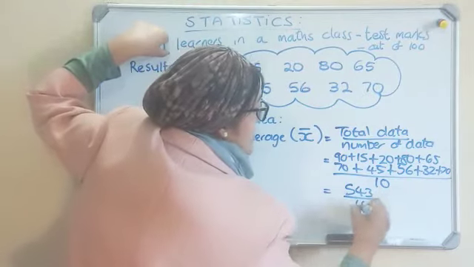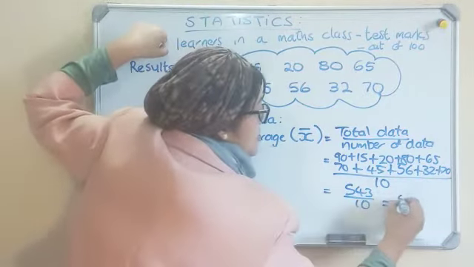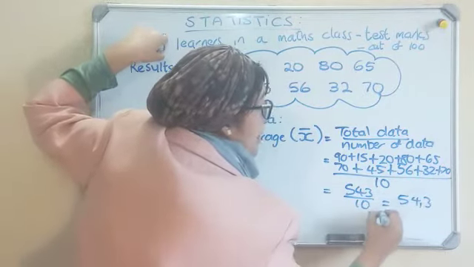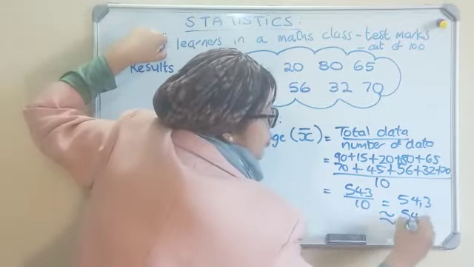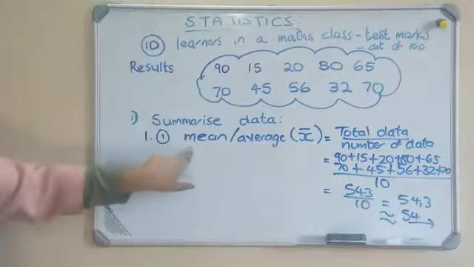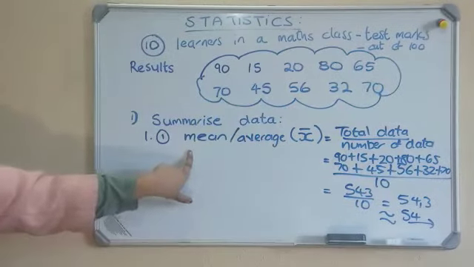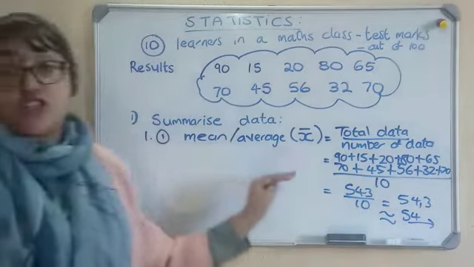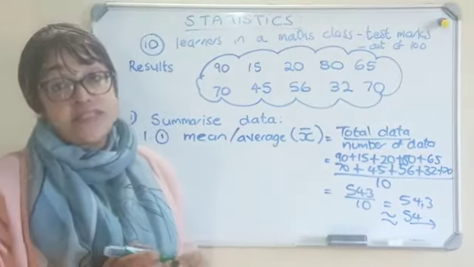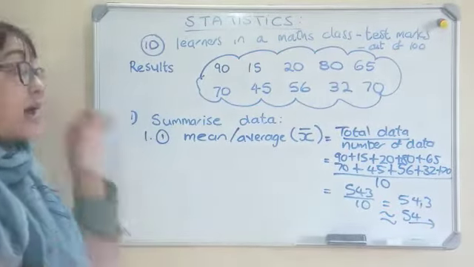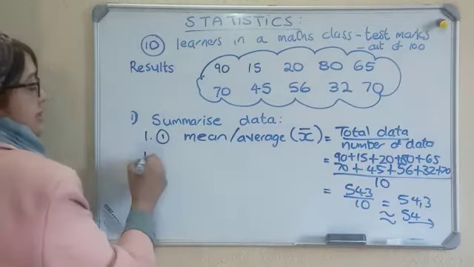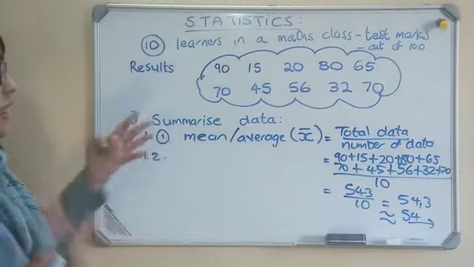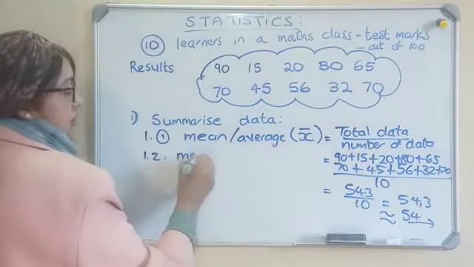543 divided by 10, and that gives you 54.3. You can estimate it to 54. Okay, so this is the mean that we calculated. So it means the average class performance is at 54%. Okay, the next method that we can use is the median.